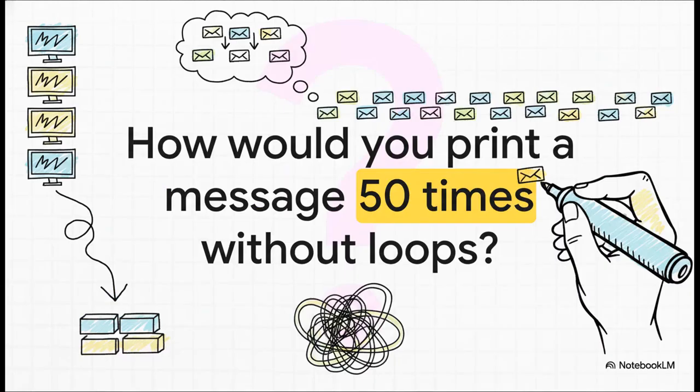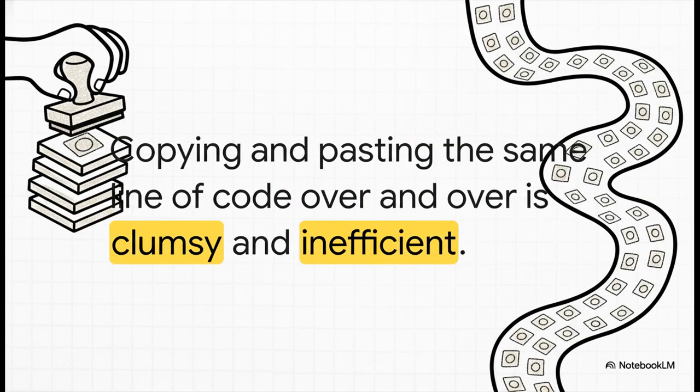So let's start with a little thought experiment, just to get our heads in the game. Imagine your task is super simple. Just print the same message to the screen 50 times. How would you do it without loops? Your first instinct might be, well, let's just say it's a bit tedious. You could literally just copy and paste that one line of code 50 times. I mean, it works, sure, but it's clumsy, it's incredibly inefficient, and what if you needed to change that message? You'd have to go back and edit all 50 lines. That just doesn't scale. Luckily, there's a much more elegant solution.